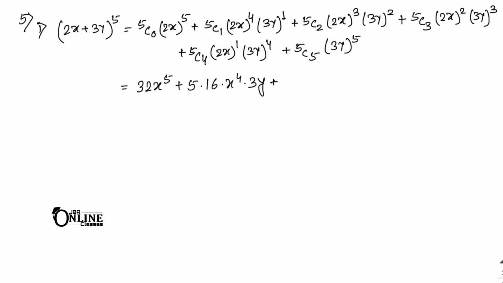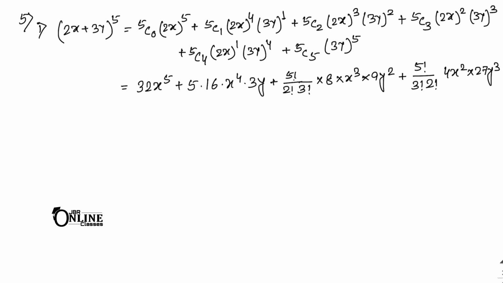After that 5c2, you know the formula, 5 factorial by 2 factorial into 3 factorial, because 5 minus 2 is 3. So write 5 factorial, then 2 factorial, then 3 factorial, and 2 to the power 3 means 8, and then x cube, then 9y square. After that 5 factorial, 3 factorial, and then 2 factorial. So here 4x square, then next one 27y cube.